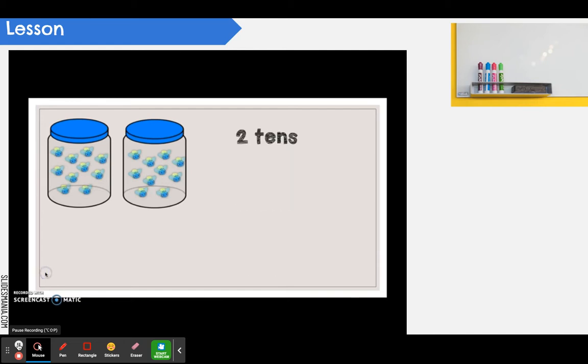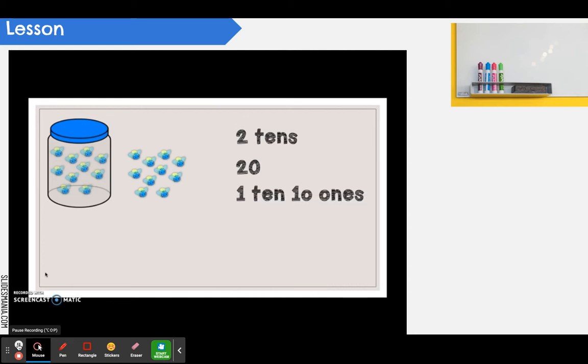Now I could say that there are 2 tens worth of fireflies. If I want to know that value, I would just have to count by tens. 10, 20. Now, watch what happens when I take one of my groups of tens out of the jar. Ooh. Now I have one group of 10, and then I have 1, 2, 3, 4, 5, 6, 7, 8, 9, 10. 10 ones. So I have 1 ten and 10 ones.